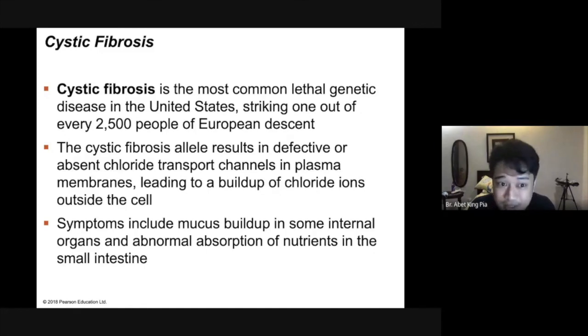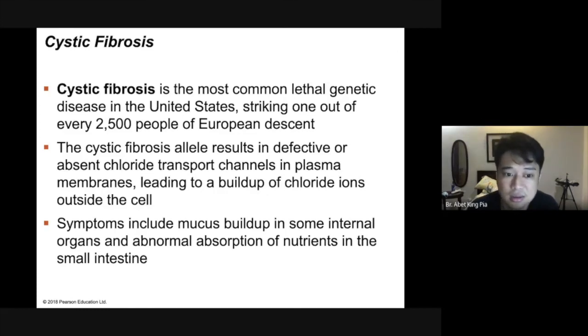So, cystic fibrosis is an example of diseases, yung isa sa mga lethal genetic disease sa US. Meron din naman cases tayo ng cystic fibrosis sa Pilipinas. Again, ano nangyayari dito? In cystic fibrosis, alleles result in defective or absent chloride transport channels in plasma membranes, leading to a buildup of chloride ions outside the cells. So symptoms include mucus buildup in some internal organs and abnormal absorption of nutrients in the small intestines.